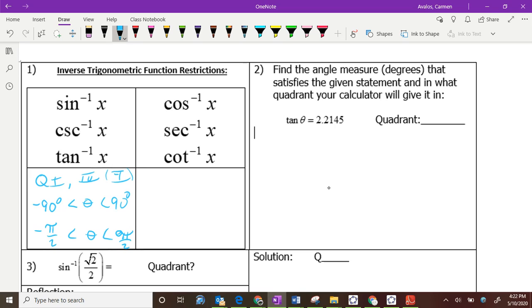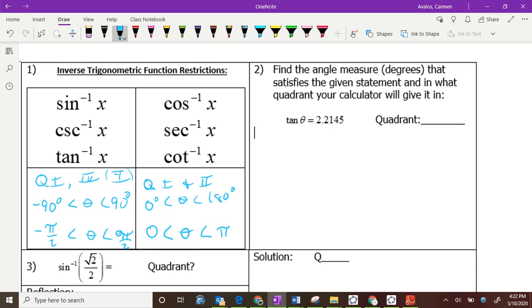And then for the secant and the cosecant, it's quadrant 1 and quadrant 2. And then it's from 0 degrees to 180 degrees. And then from this one here, it's going to be from 0 radians. Notice how I don't put a little degree symbol. And then it's going to be to pi.